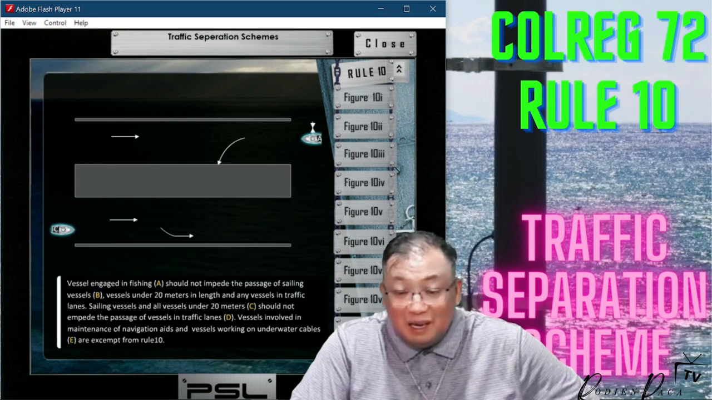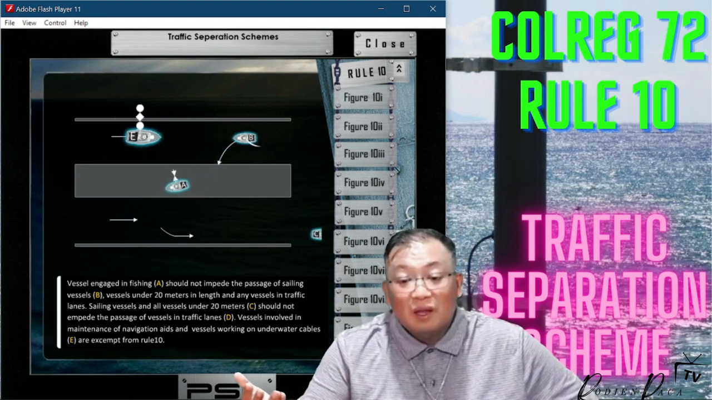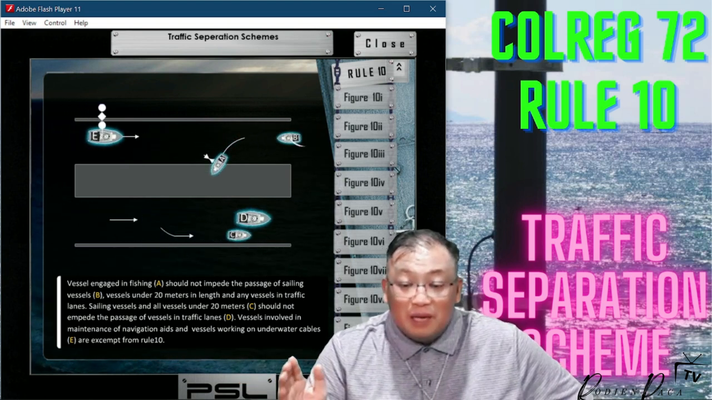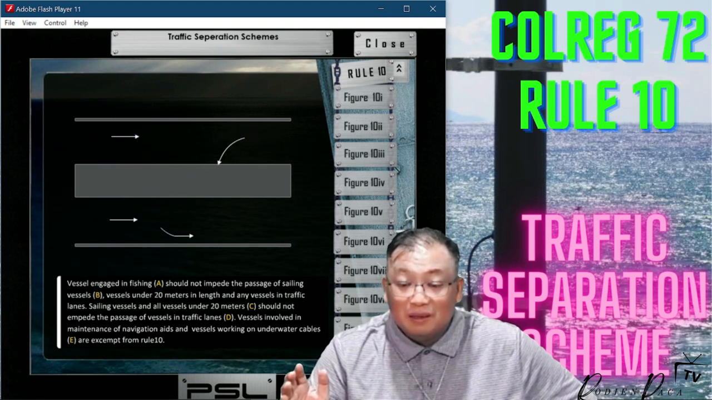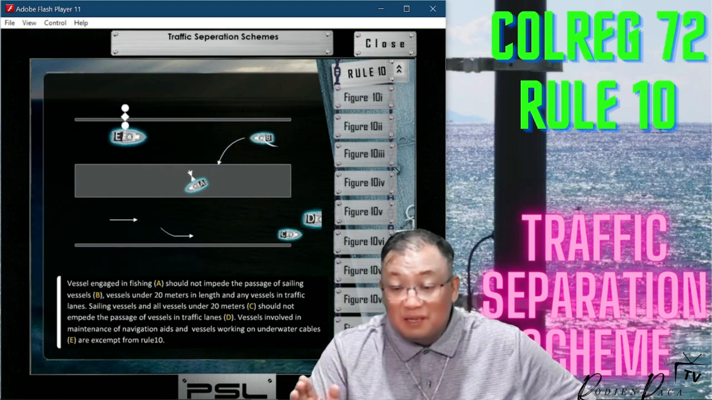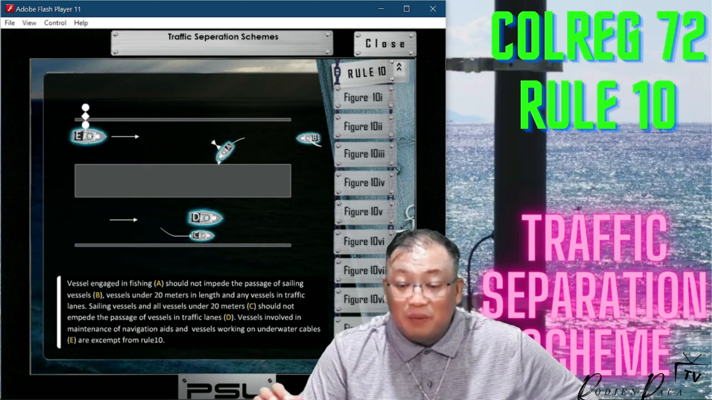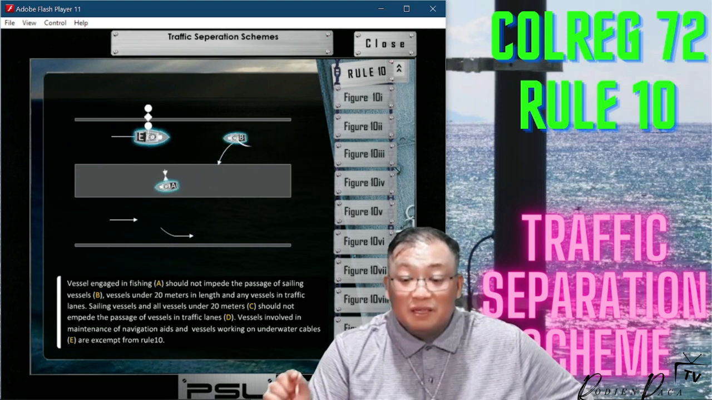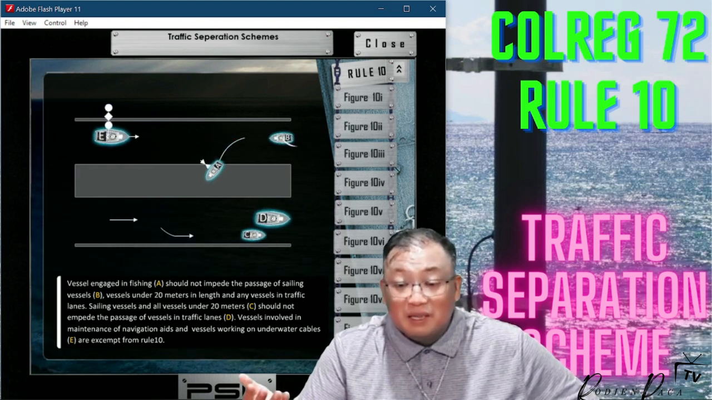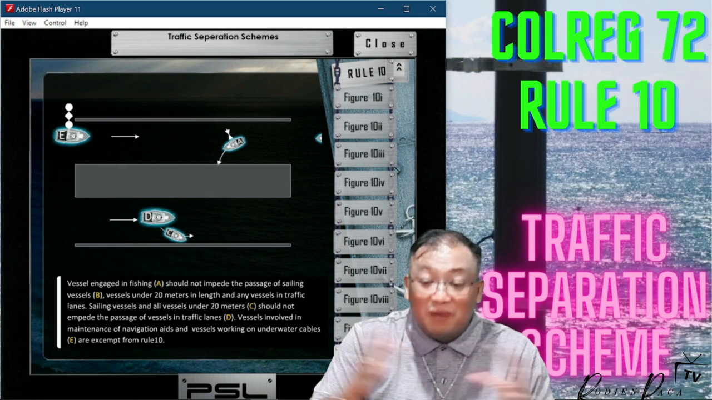The other animation is the vessel engaged in fishing, the one with the cones affixed together. It shall not impede the passage of a sailing vessel. In B, a vessel under 20 meters in length and any vessel in traffic lanes: fishing vessel, you have no business impeding us. Sailing vessels and all vessels shall not impede the passage of vessels in traffic lanes. D, a vessel involved in maintenance of navigation aids or underwater cables, and vessel E, or Echo, are exempted from the rule. What vessels are exempted from the rule?